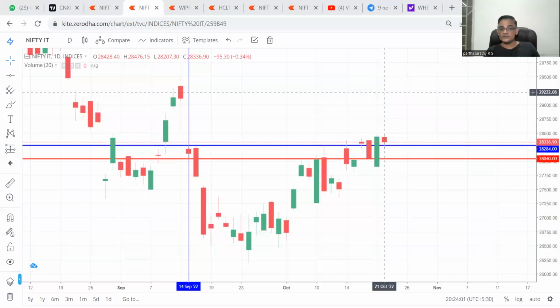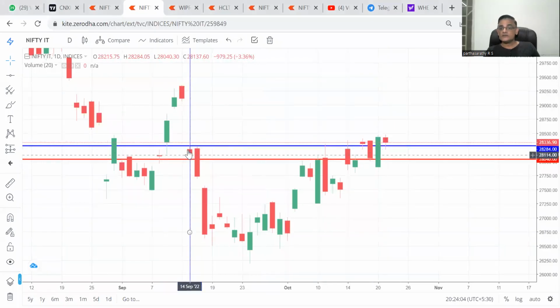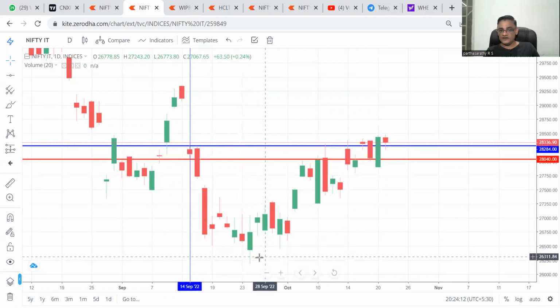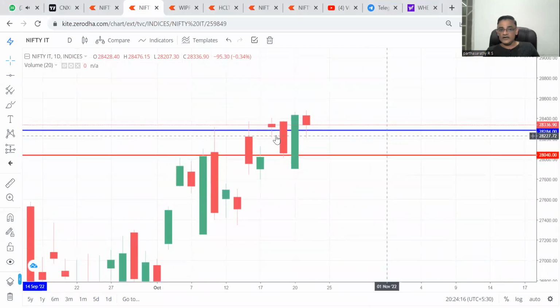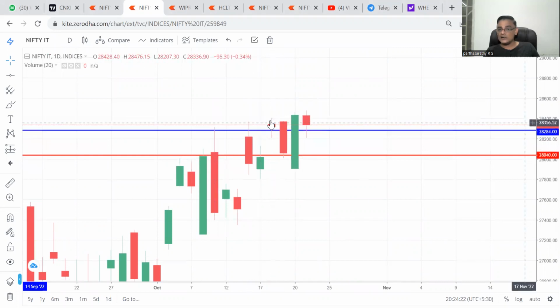First I'll start from here. So this is the 14th September date, which was a very, very crucial date. After that, it fell roughly around 6% and it went up. Every time it goes up, it is getting resisted here.